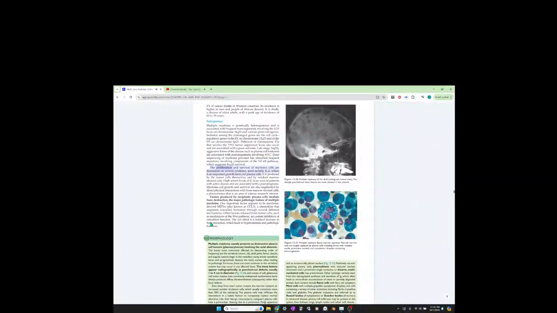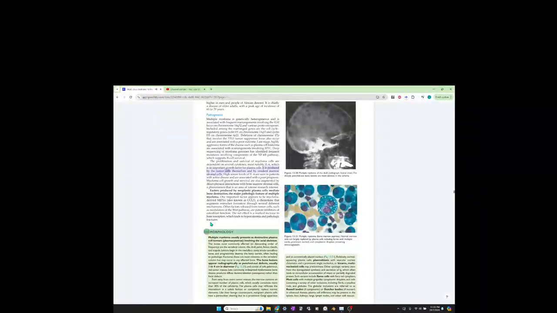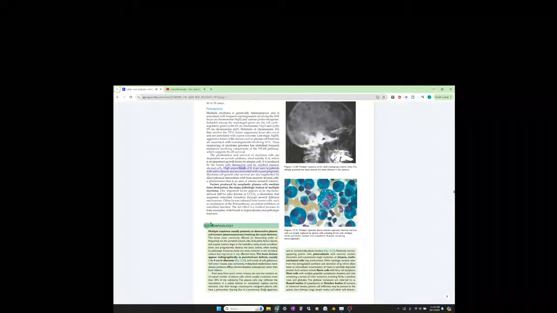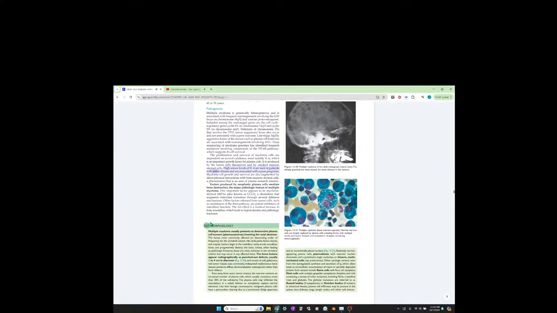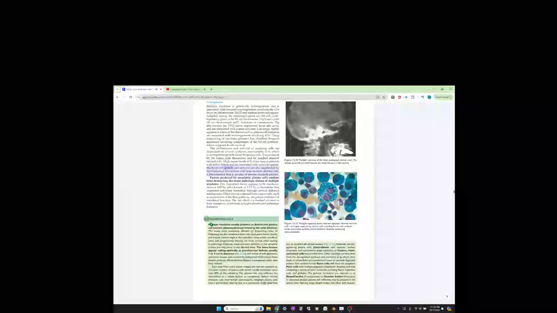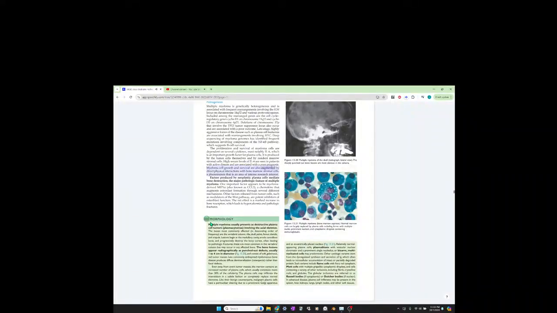The proliferation and survival of myeloma cells are dependent on several cytokines, most notably IL-6, which is an important growth factor for plasma cells. It is produced by the tumor cells themselves and by resident marrow stromal cells. High serum levels of IL-6 are seen in patients with active disease and are associated with a poor prognosis. Myeloma cell growth and survival are also augmented by direct physical interactions with bone marrow stromal cells, a phenomenon that is an area of intense research interest.